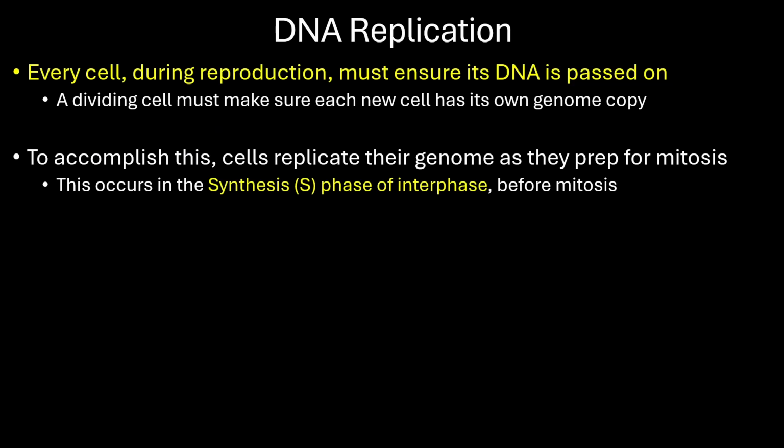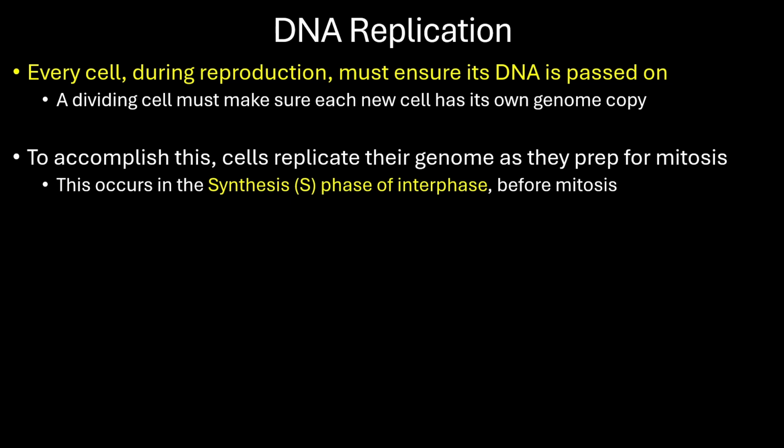Every cell during reproduction is going to have to make sure that all of that DNA is passed on, even if they are not actively using those different genes. Every organism ultimately has to have that full suite of genes, all the different genes that they could potentially need under these different circumstances. So every time a cell divides, it has to make sure that the new cells that it creates all have their own complete copy of the genome.